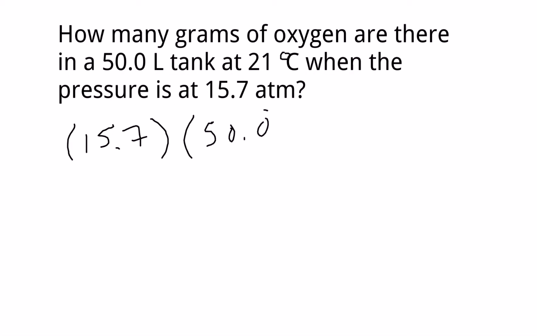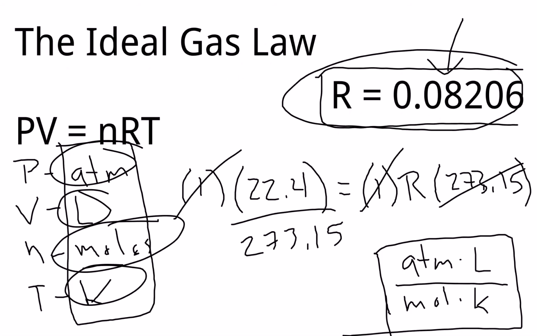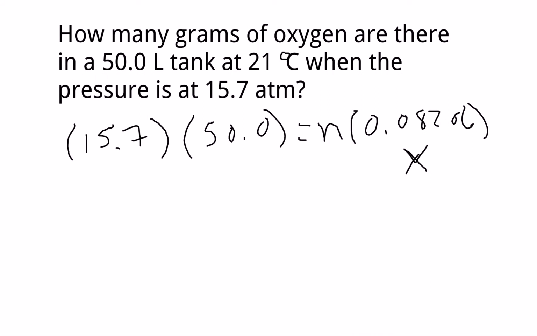I've got 50.0 equals, I'm going to solve for n, so I have PV equals n, that's going to be the moles, R, which I'll put 0.08206 here, and then don't forget I also have to multiply through by my temperature. Now, the temperature is 21 degrees Celsius. Now, Celsius is not what we're looking for. If you go back here and you look, we need Kelvin for the temperature because that's what's built into our gas constant, R. So in order to get that, I'm going to have to take my Celsius, which is 21, and add it to 273.15, and that will come out to 294.15.